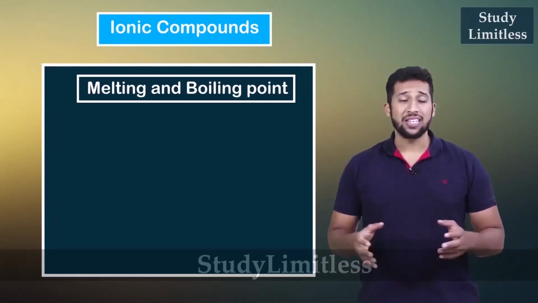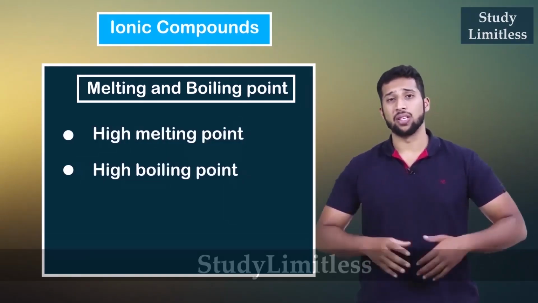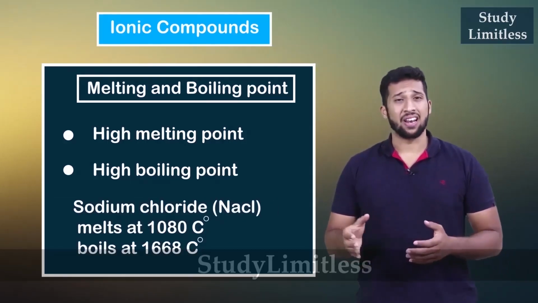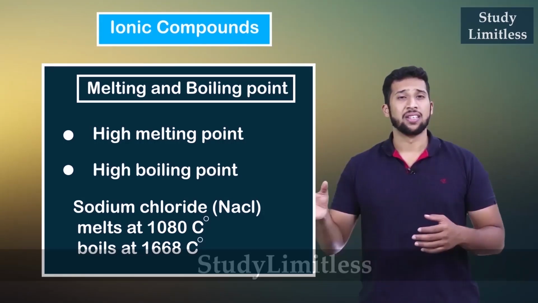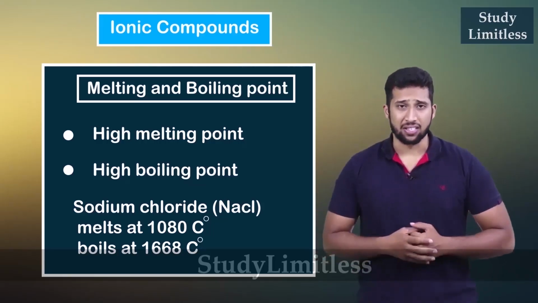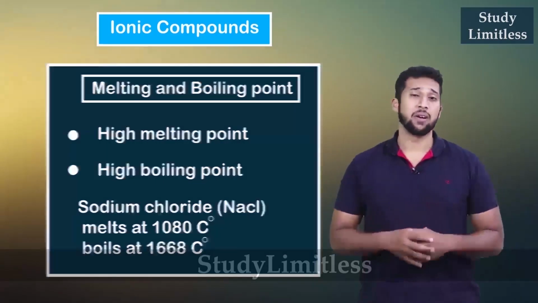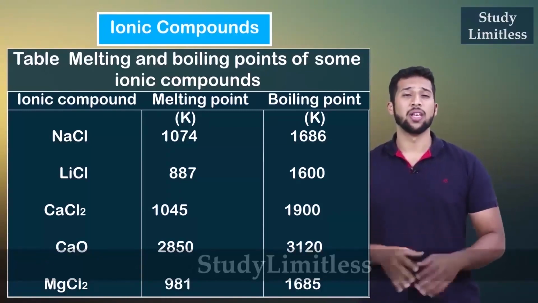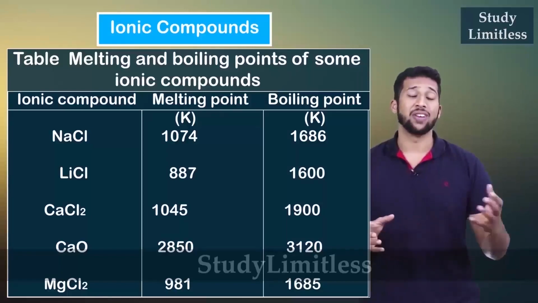Now let's talk about their melting and boiling point. These ionic compounds usually have a very high melting and a very high boiling point. Let's talk about NaCl itself. NaCl melts at around 1060 degrees Celsius and boils at around 1668 degrees Celsius, which is roughly 1700 degrees Celsius. Now, even if you look at other ionic compounds, you would see a similar trend wherein you have very high melting and boiling points, and that is why you have molten salts, which are also good conductors of electricity.